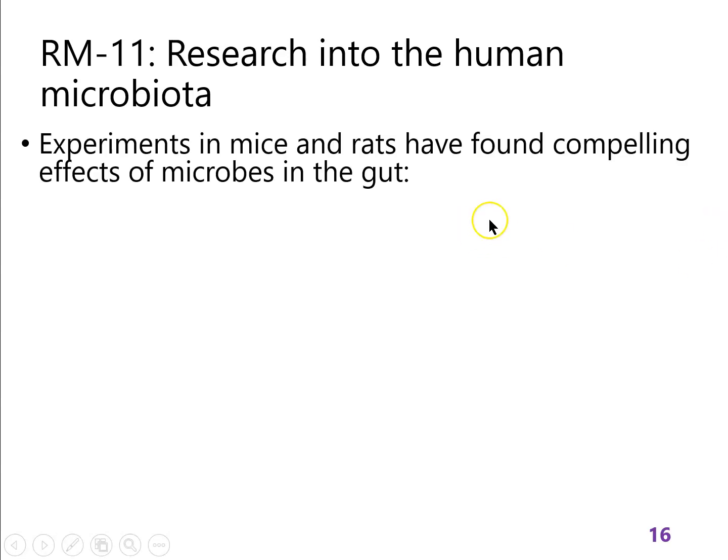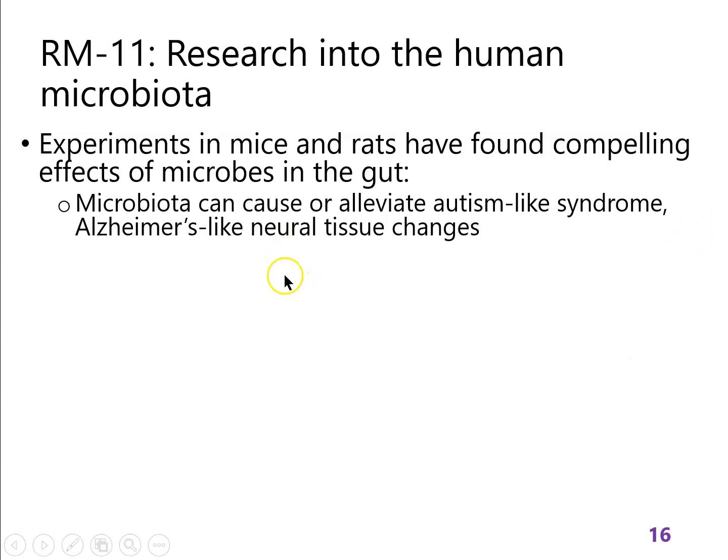So what does the research look like? Well, we have experiments in mice and rats, and these have been amazing. They've found really cool, compelling effects microbes can have in the guts. So feeding specific microbes to mice can give them or remove an autism-like syndrome. Bacteria you can feed to mice will give them plaques in their brains, in their nervous system tissue, that are similar to the plaques that develop during Alzheimer's.